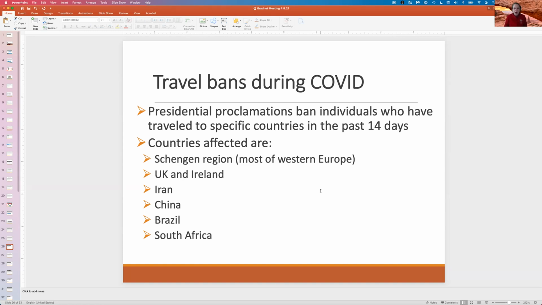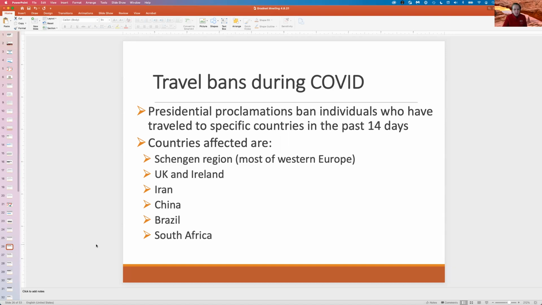But for other individuals who are entering on visas, they will have to either get a special clearance, which is called a national interest exception, or they will have to go to a different country for 14 days before they can enter the US. So the countries that are affected by these proclamations are anything in the Schengen region, which is most of Western Europe, and you can just Google Schengen countries, the UK and Ireland, Iran, China, Brazil, and now South Africa as well.